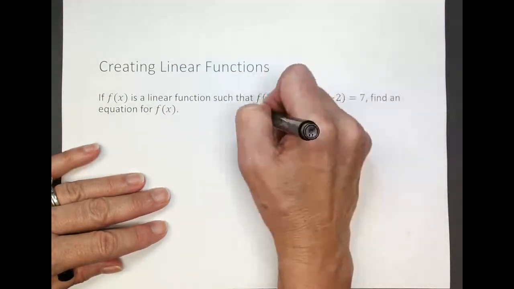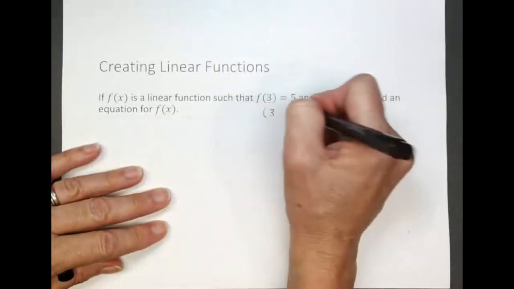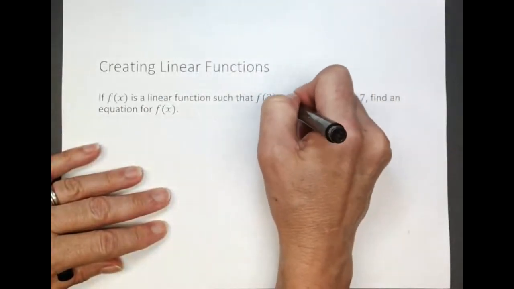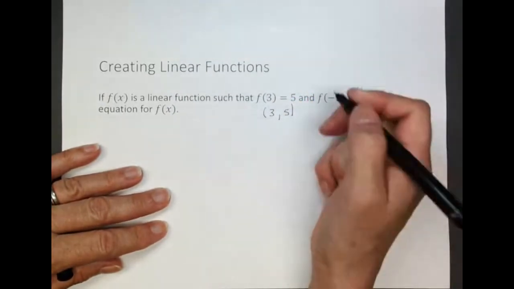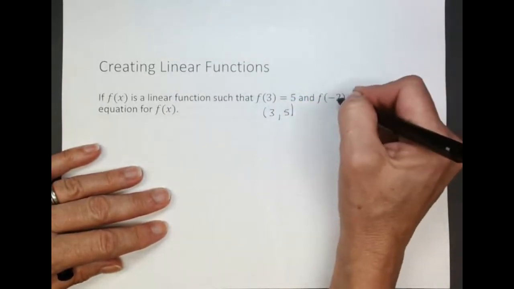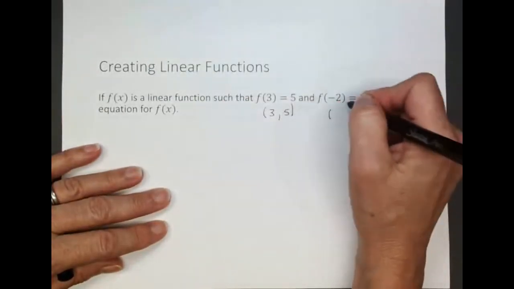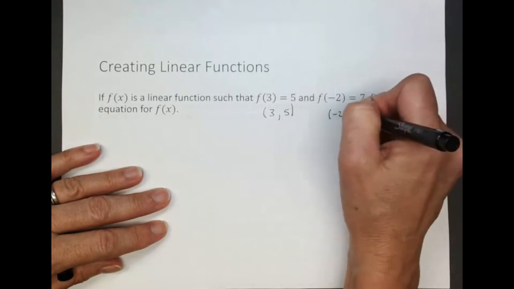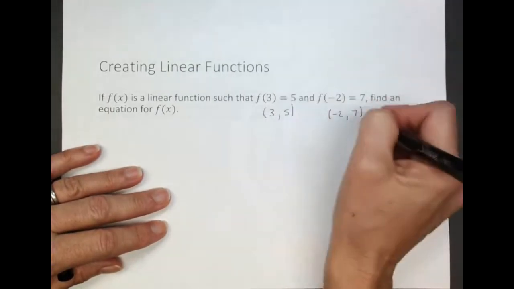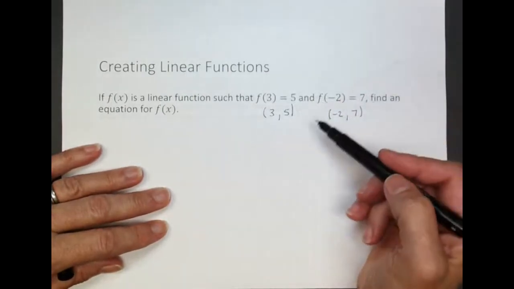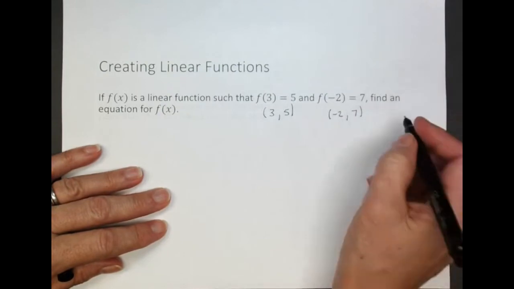Right? The ordered pair, if the input was x, which it is going to be here, the ordered pair would be 3, 5. When we input 3, we get 5 out. Or when x is 3, y is 5. Here's another, f of negative 2 equals 7, I can get another ordered pair there. I can say that when x is negative 2, y is 7. Okay, so now I have two ordered pairs. If I were to graph this, they would be the coordinates of 2 points on that line.